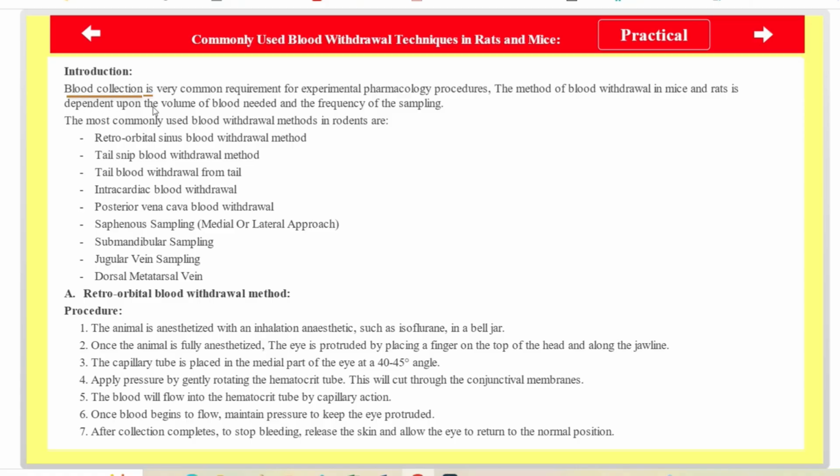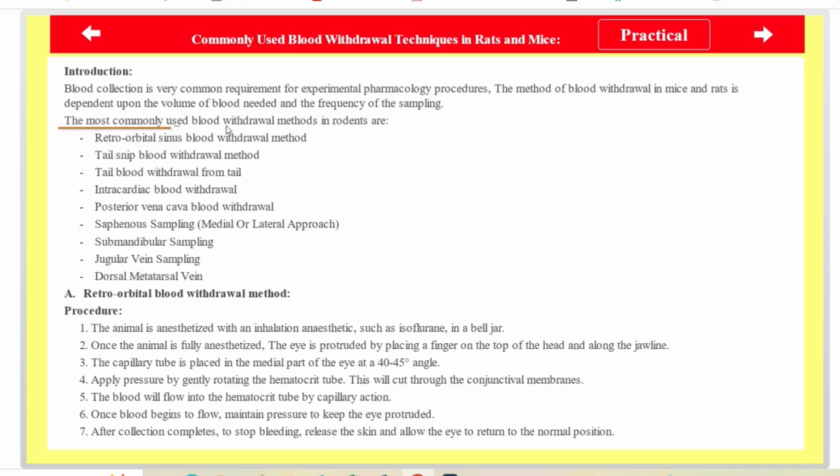Blood collection is a very common requirement for experimental pharmacology procedures. The method of blood withdrawal in mice and rats depends upon the volume of blood needed and the frequency of sampling. So what happens is many times you need a large amount of blood. At that time, what procedure we have to adopt, we will see from the following.